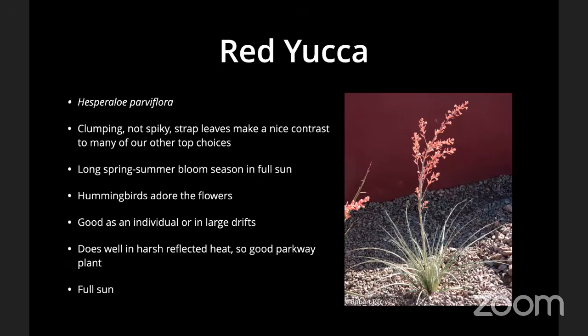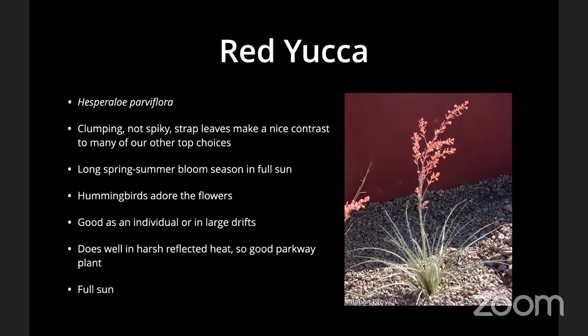And providing some contrast with that is red yucca. This is one of my other favorites for full blasting sun. And it is another one that's really great in parkways as well, where you have a narrow space, but you still want to do something nice looking. This one is a clumper, but it's not spiky at all. The leaves are strap-like, and there are no spikes. There's just nothing you have to worry about. It has a long late spring through summer bloom season in full sun. It can grow in some part shade as well. You just won't get as many flowers. And hummingbirds absolutely adore the flowers.